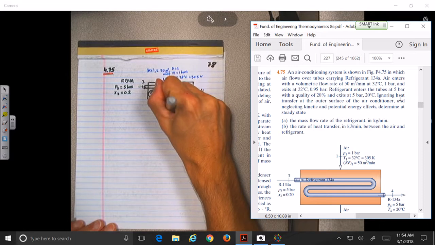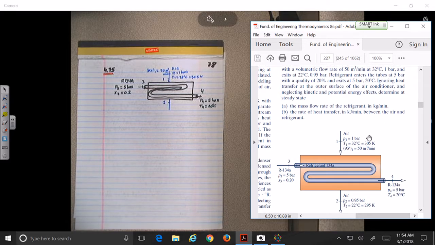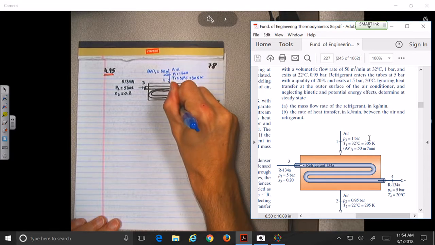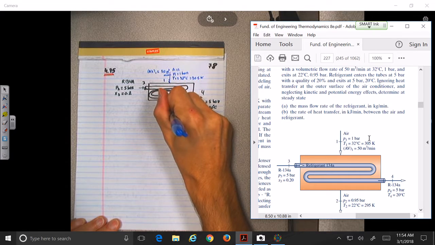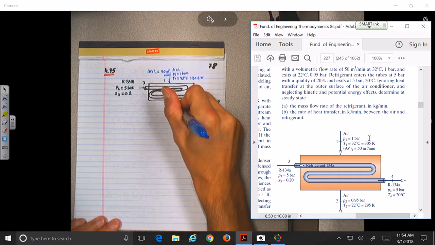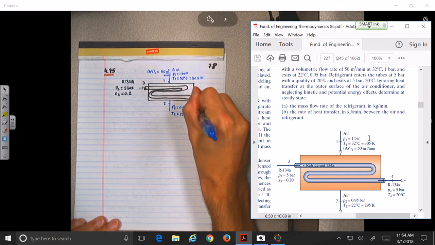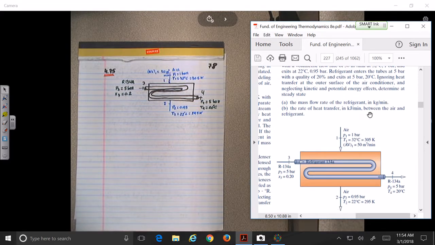And then state 2 over here. P2 equals 0.95, T2 equal to 22 degrees Celsius or 295 Kelvin. So let me know when you are done doing the figure.